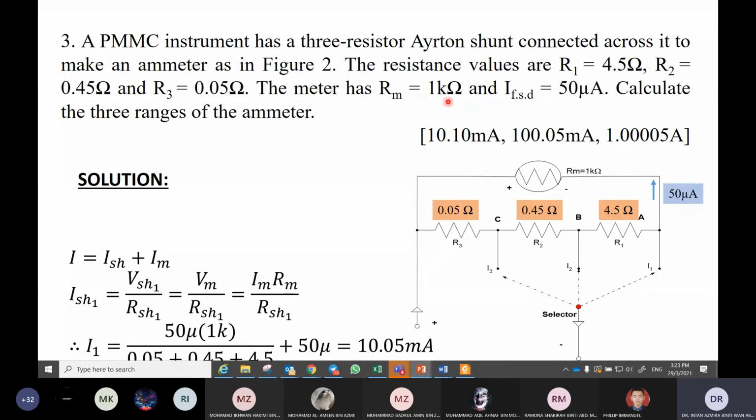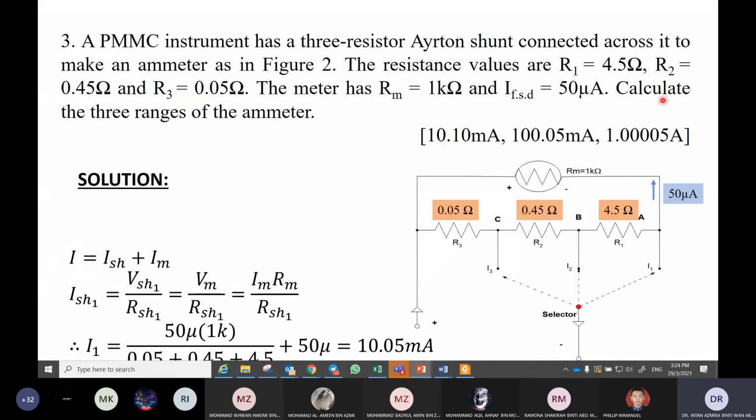The meter has RM equal to 1K and IFSD, that is IM, of 50 milliamp. Calculate the three ranges of the ammeter. So R1, R2, and R3 are given, so you have to find I1, I2, and I3. This is my calculation. It is quite different from the answer given.